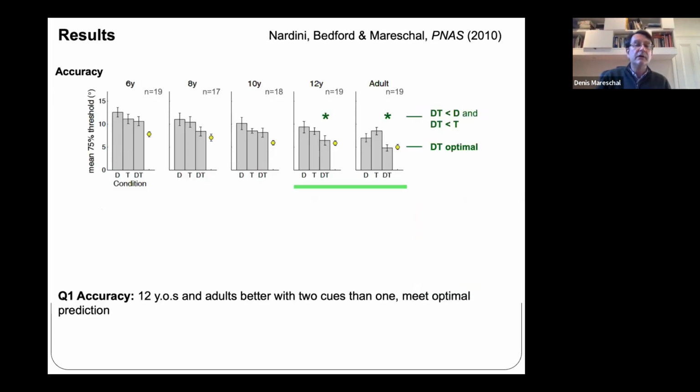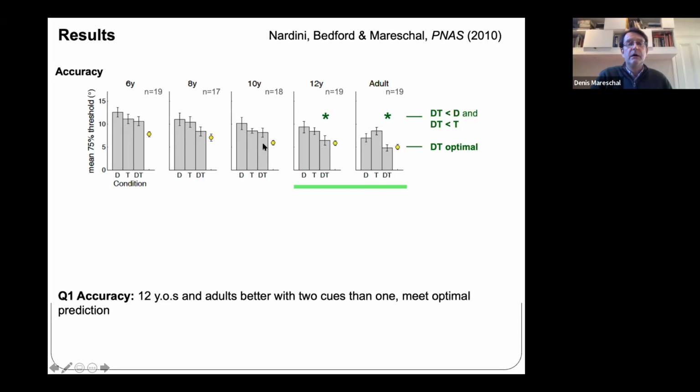And very briefly, what happens here? What we are looking at are discrimination thresholds, and without going into too much detail, on the right there are three columns, which show their performance in the different conditions. DT is both cues, T is texture only, D is disparity only. What we find is that adults perform better with both cues than with the best single cue, which is disparity. So that's the marker of Bayes optimal integration. And the yellow dot is the ideal observer prediction. So in fact, they're performing exactly as the Bayes model would predict. 12-year-olds are doing the same thing, but 10-year-olds and younger do not perform better with both cues.